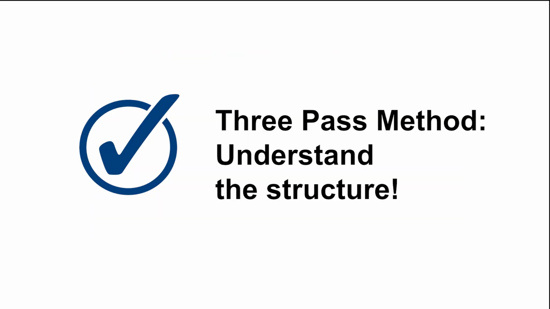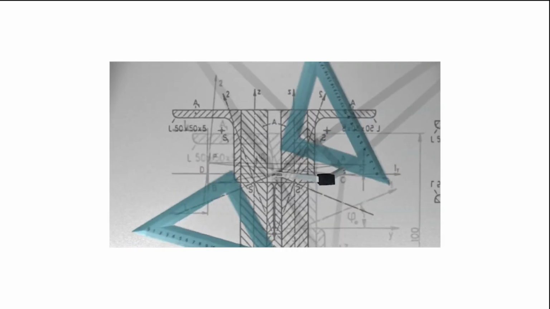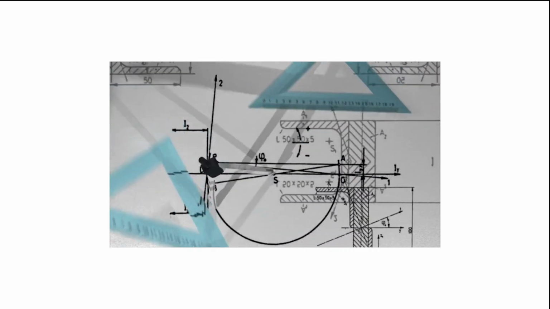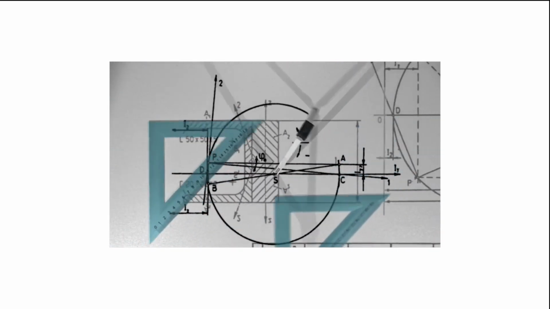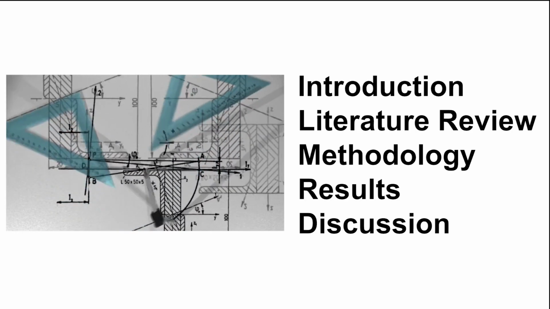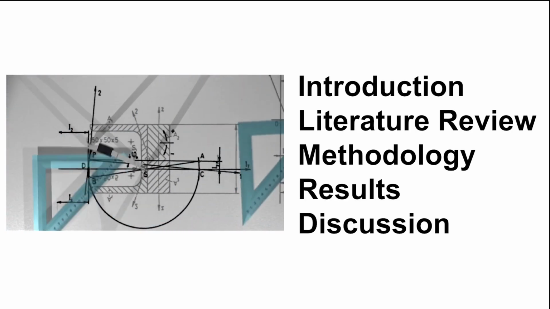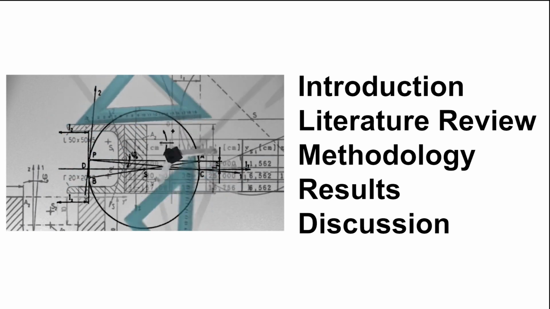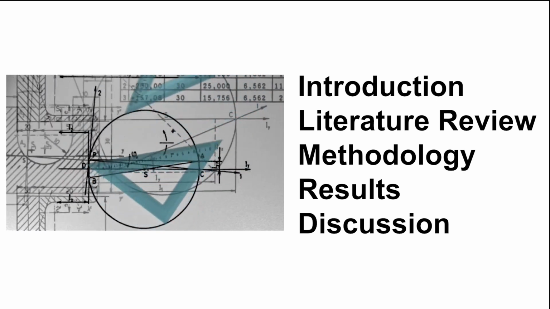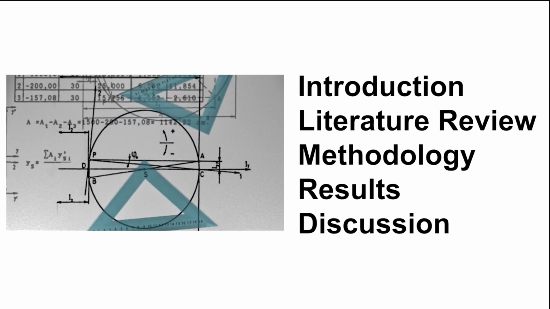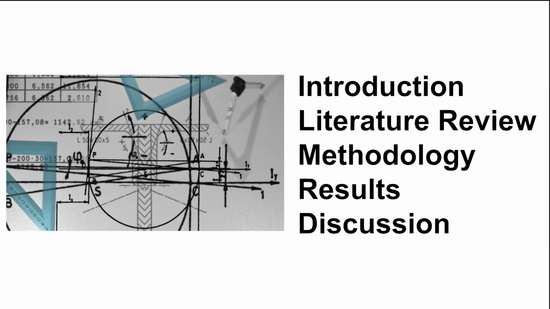While using the 3-pass method, keep in mind the structure of scholarly articles. Each discipline will have a different format, but the sciences and social sciences generally include an introduction, literature review, methodology, results, and discussion. Each part has its own importance and should be approached with a tailored strategy.